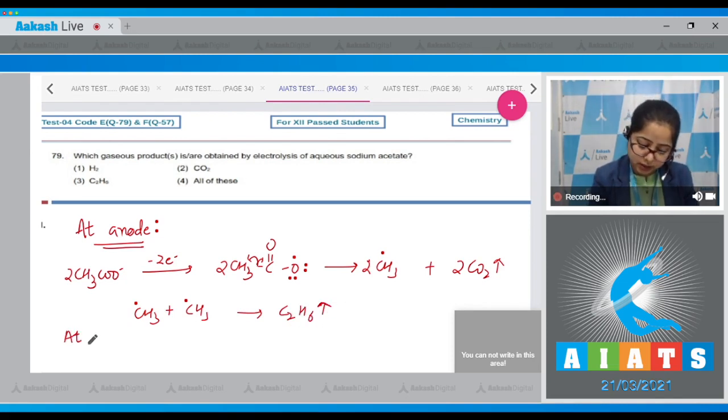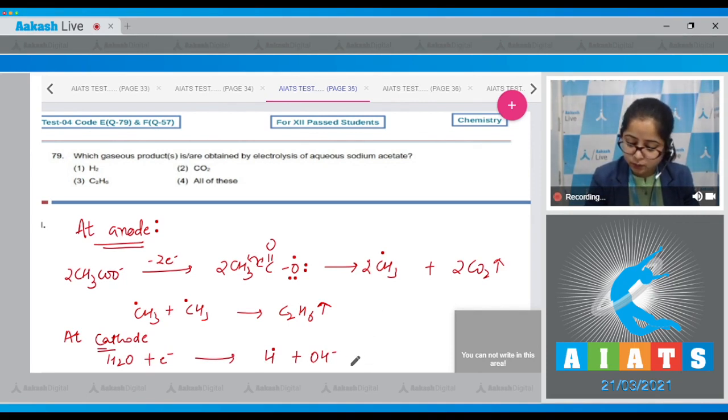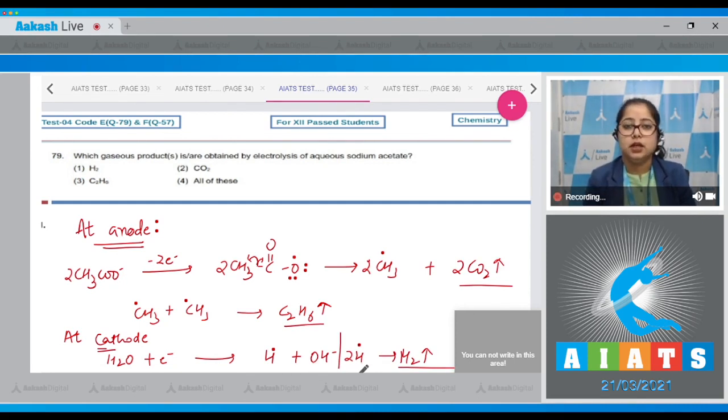Now students, at the cathode, hydrogen adds 1 electron, an H free radical is formed along with OH minus. Now this H free radical combines with another H free radical and H2 gas is formed. Now students, it is very clear that 3 gaseous products are formed, that is H2, CO2 and C2H6. These 3 gaseous products are obtained during the electrolysis of aqueous sodium acetate. That means the correct answer is option number 4.